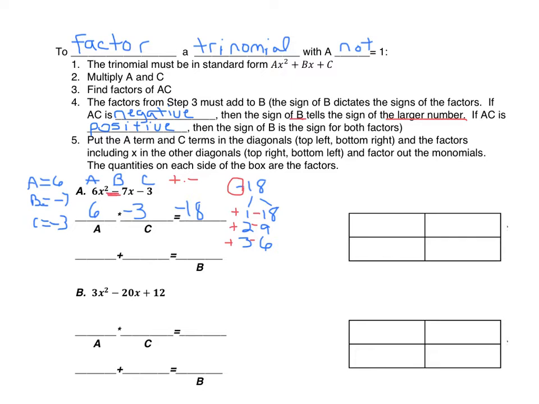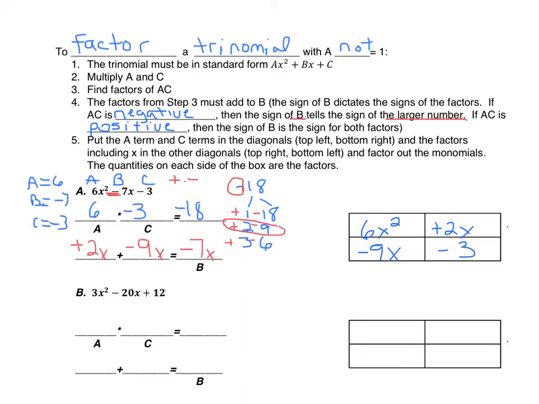So then we need to look at our b, which is negative 7. What two numbers combine to make negative 7? That would be positive 2 and negative 9. So with that, we go ahead and put in our x's, because positive 2x and negative 9x make negative 7x. So we'll fill in 6x squared, and then we have our positive 2x, negative 9x, and then our constant, which is negative 3.